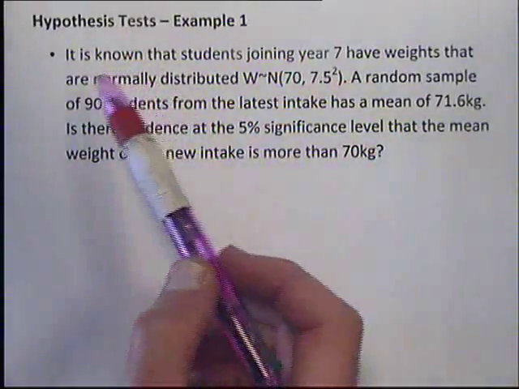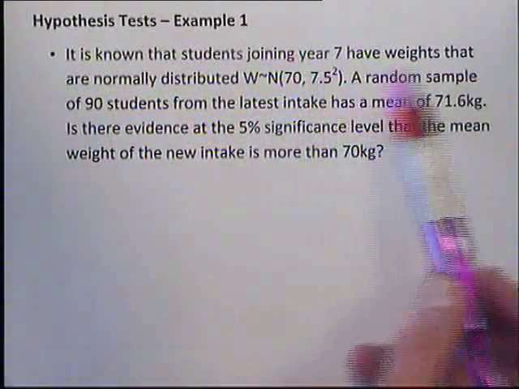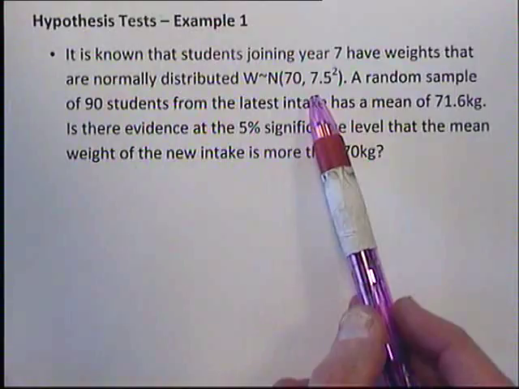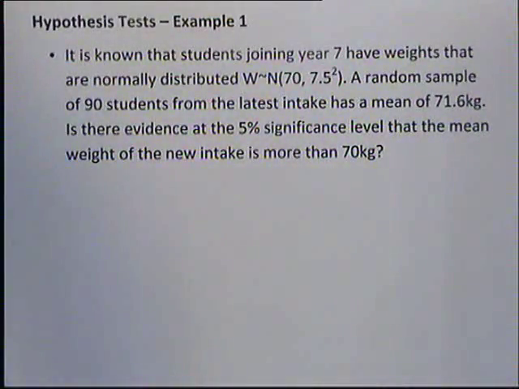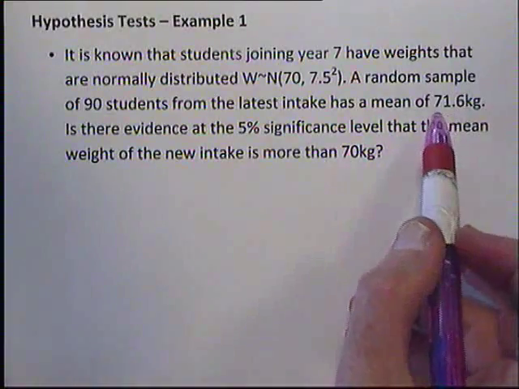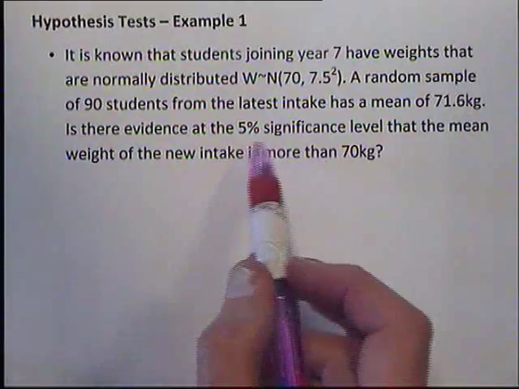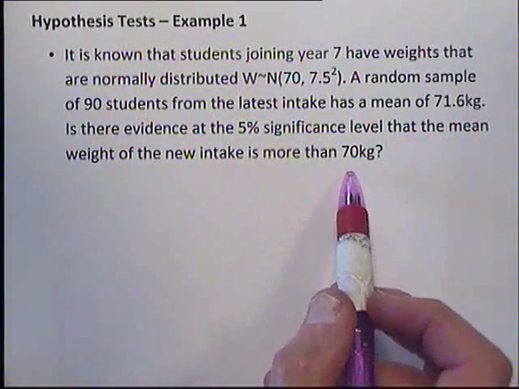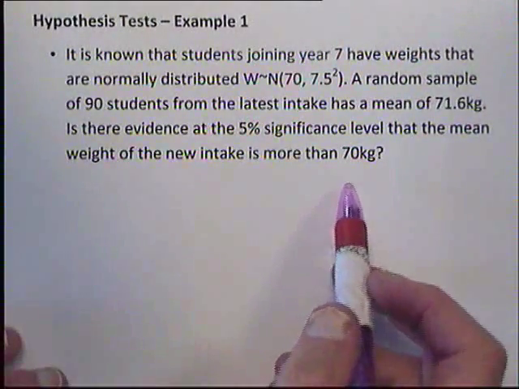This could be preceded by: the great God of statistics has told us that students joining Year 7 have weights that are normally distributed, mean of 70, variance 7.5 squared. A random sample of 90 students from the latest intake has a mean of 71.6 kilograms. Is there evidence at the 5% significance level that the mean weight of the new intake is more than 70 kilograms?